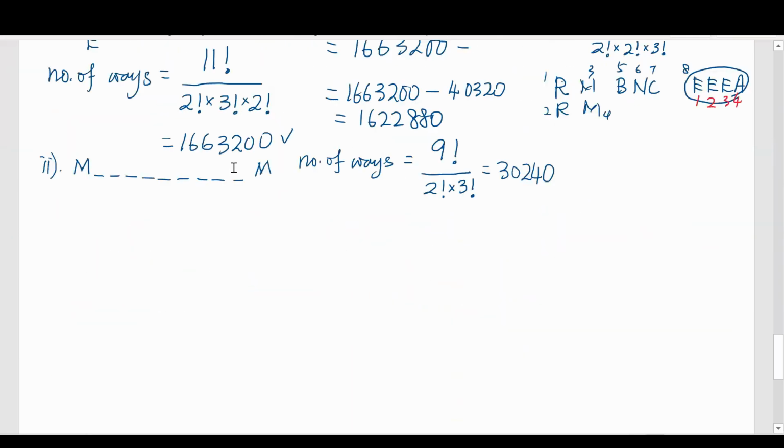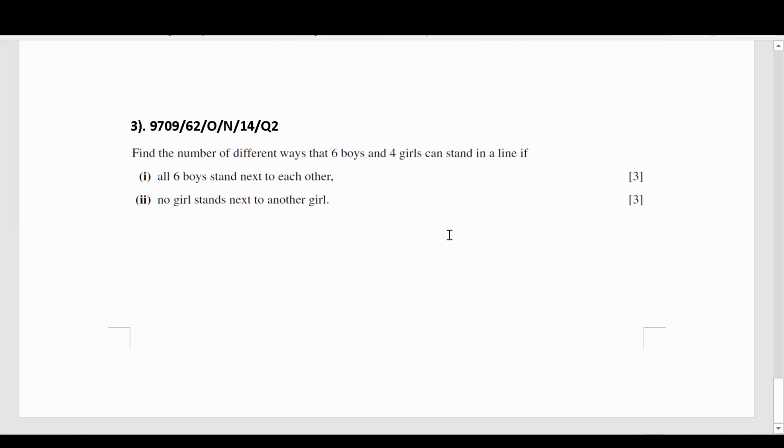Let's look at the next question. This is a question similar to what we have discussed before. Please try this and put your answer in the comment below. Okay, so that's all for this lesson. This lesson is to discuss the permutations of r objects from n distinct objects with restrictions. We will see in the next lessons. Bye-bye.